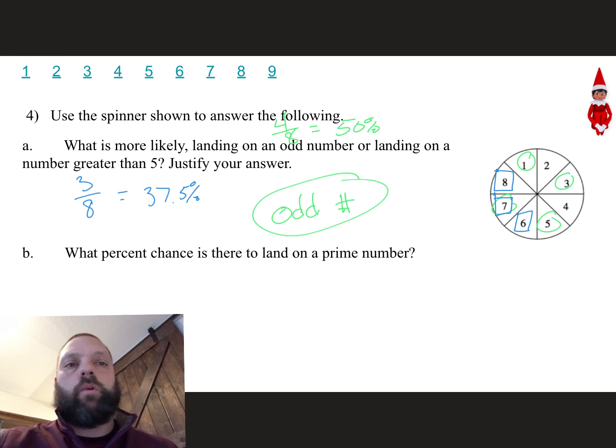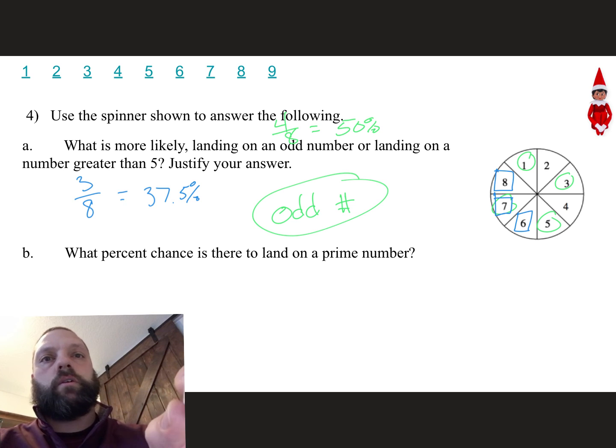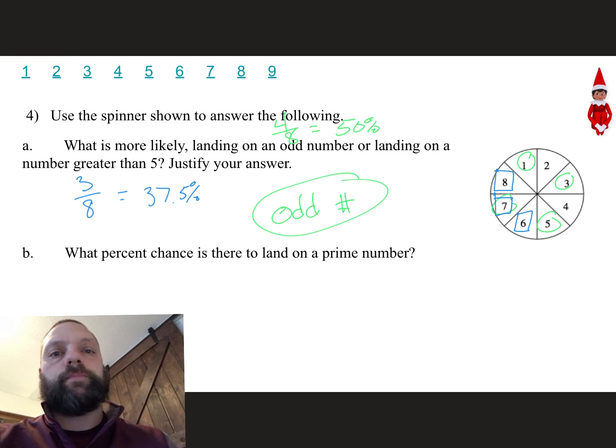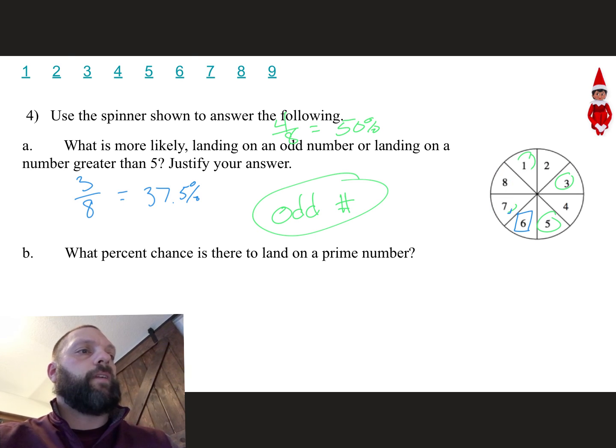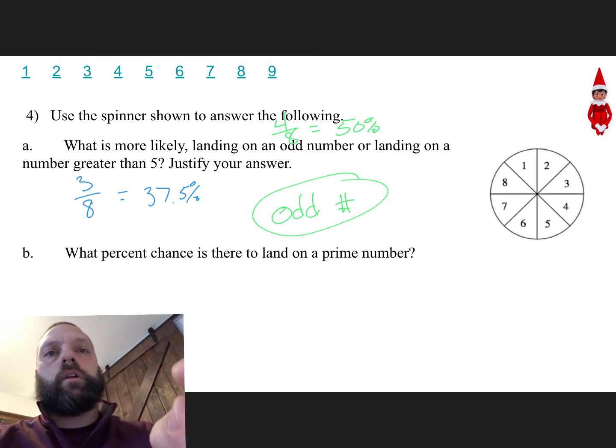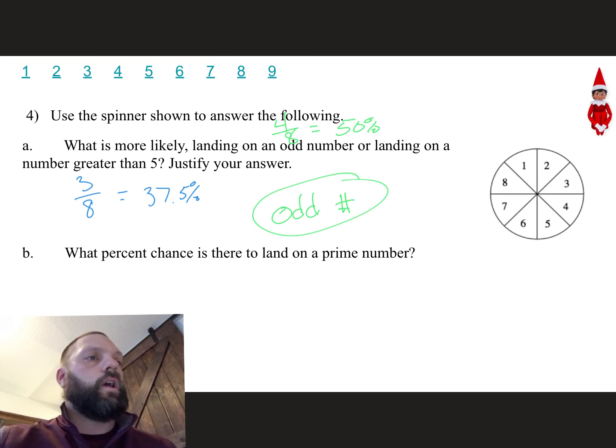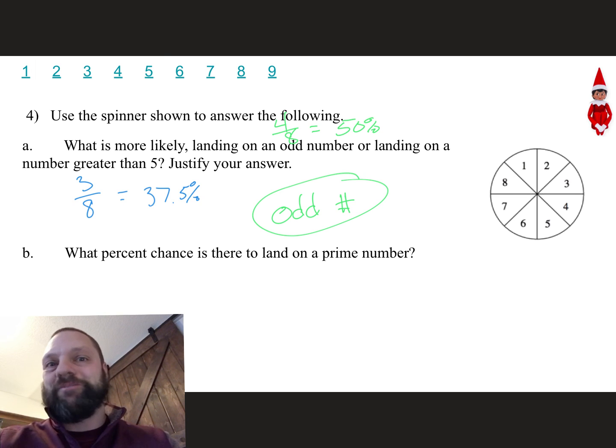Now looking at B, what percent chance is there to land on a prime number? So this always tends to throw people off. Remember, a prime number is just a number that has only two factors, 1 and itself. So I'm just going to go in order. When I take a look at the number 1, 1 is not prime because if I multiply it by 1, my only other factor is 1. So it's a unique number. It's a unicorn, really, is what it is. So that is not prime.